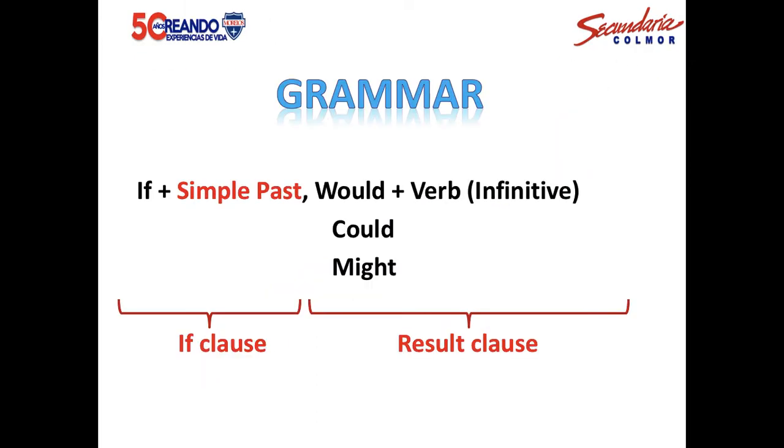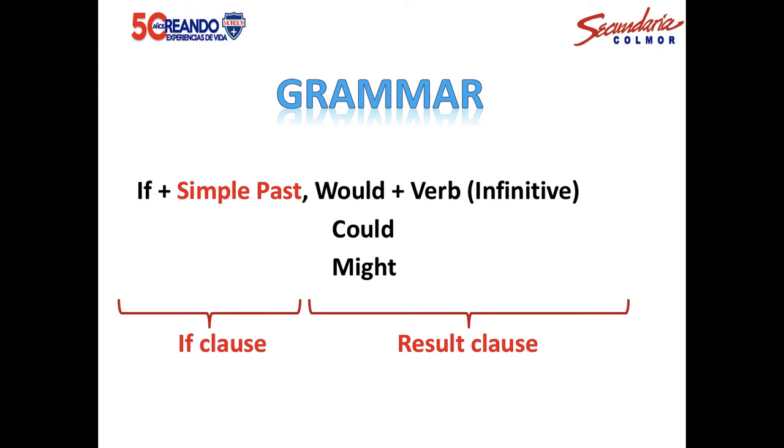Now let's talk about the second conditional. We have a little grammar reference again here for the second conditional. Remember that we use the second conditional with the simple past. We are using the second conditional in past simple, and we can use would, could, and might plus the verb in infinitive. So the if clause is in the simple past, and the result clause is the verb in infinitive using would, could, or might.